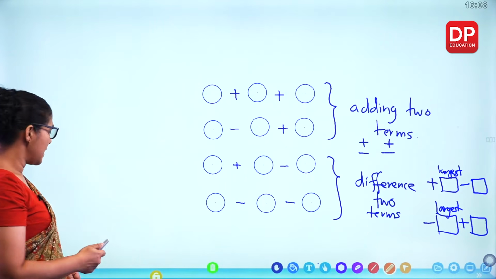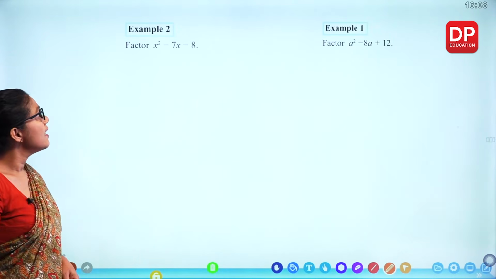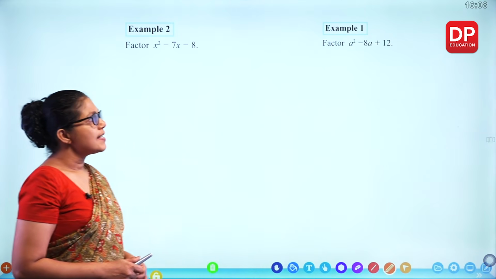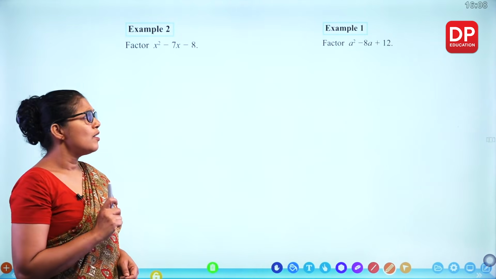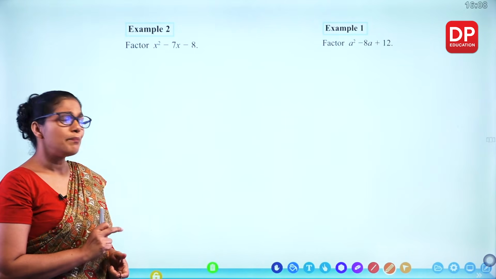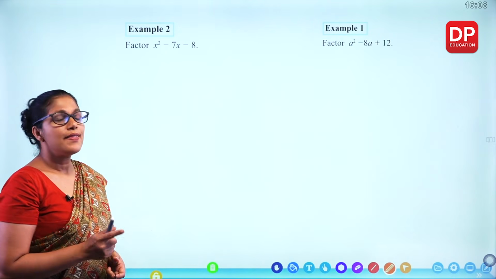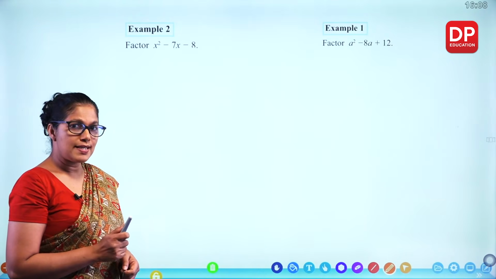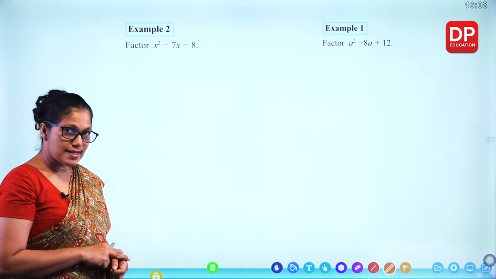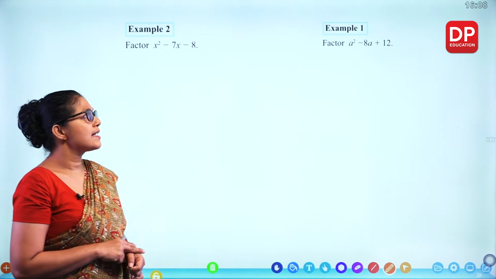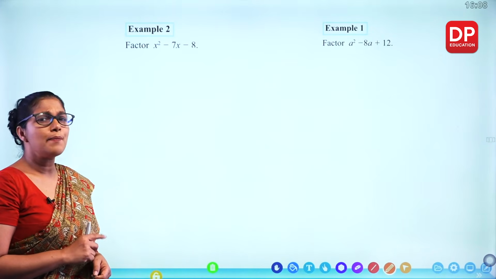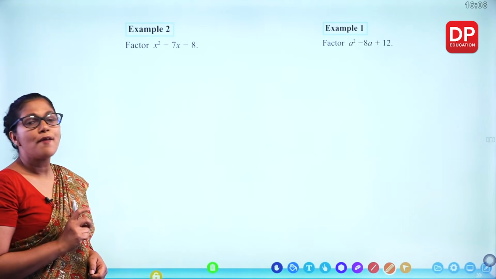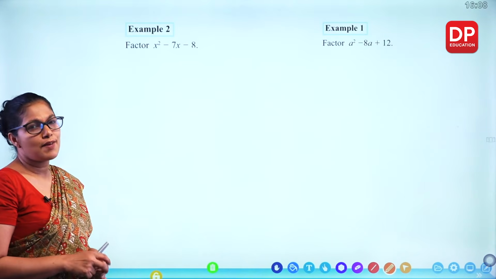So we'll take the next example. It says a squared minus 8a plus 12. Now we'll look at the signs. The middle term is negative and the last term is positive. Last term is positive means you can get either two positive values or two negative values. But the middle term is negative, so that means definitely you have to take two negative numbers.